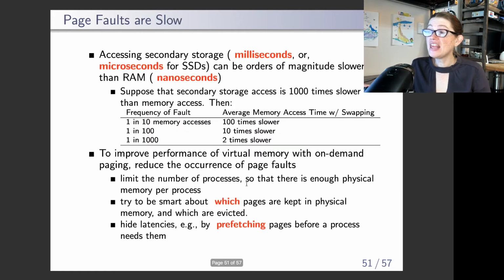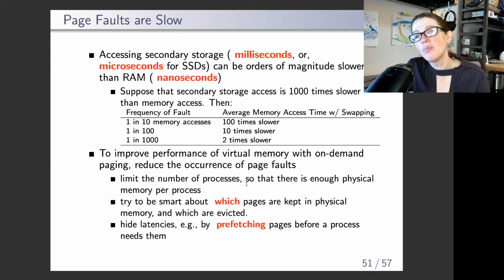And if you want to know the impact it would have, let's suppose that accessing secondary storage is 1,000 times slower than RAM. That's a very reasonable assumption. So if you have a true page fault for every 10 memory accesses, so that's not even like 10 assembly instructions, that might be as few as 5 assembly instructions, then your program is going to be 100 times slower due to page faults. 100 times. So my program that was supposed to take 1 second now takes 100 seconds.